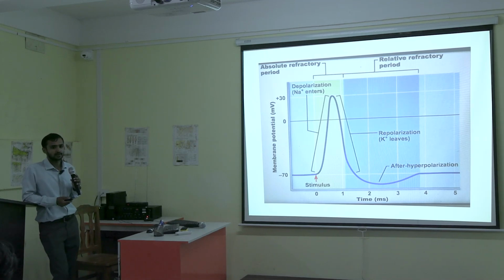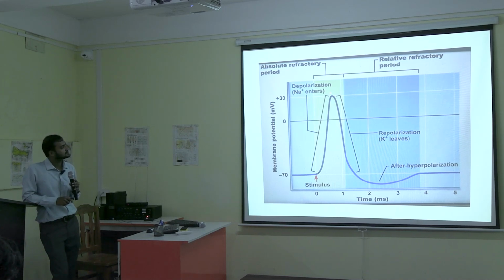Potassium channels will open. Which channel of potassium? Voltage gated channels. Okay, so this will open, this will cause what? Repolarization. Yes, but what will happen now? The channels are opened. Now what will happen? There will be efflux of the potassium ions from the cell.